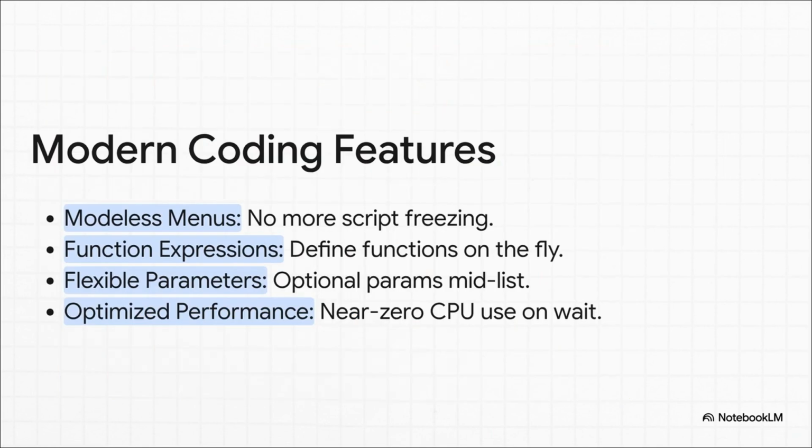And the improvements don't stop there. There's a whole bunch of other quality of life upgrades. Modal menus mean your tray menu no longer freezes your entire script. Awesome. You can define simple little functions right on the fly wherever you need them. You even get more flexibility in your function design, since you can now have optional parameters in the middle of the list. But for anyone running background scripts, this last point is huge.